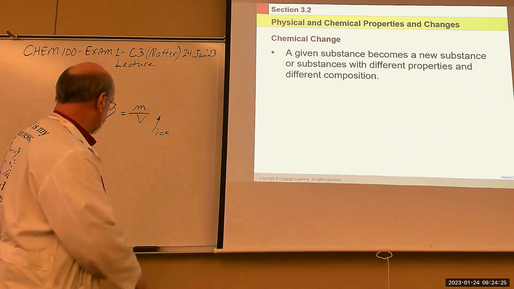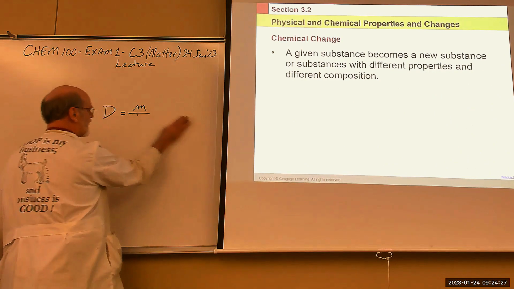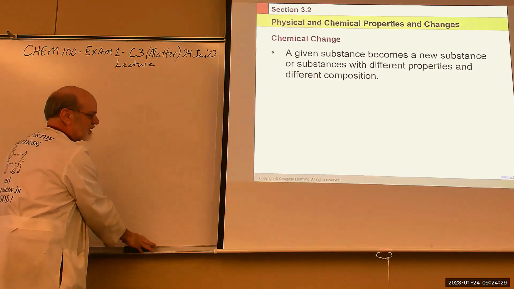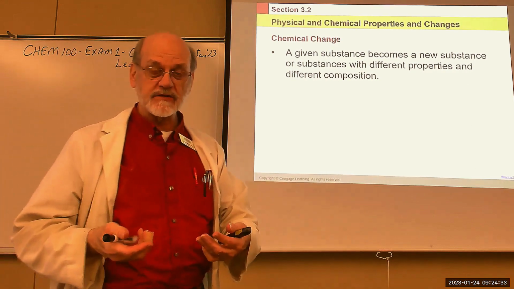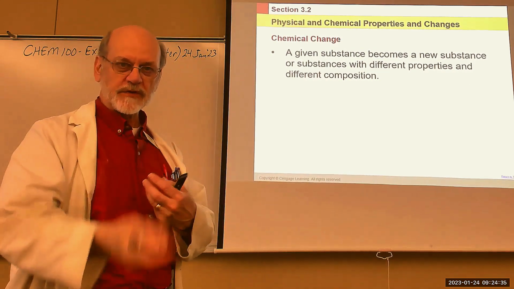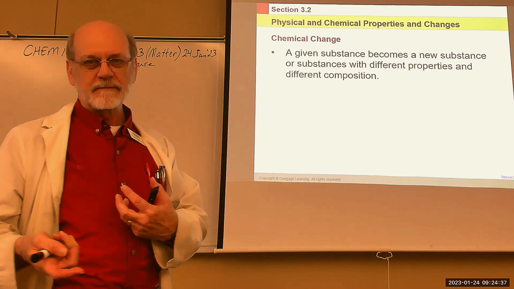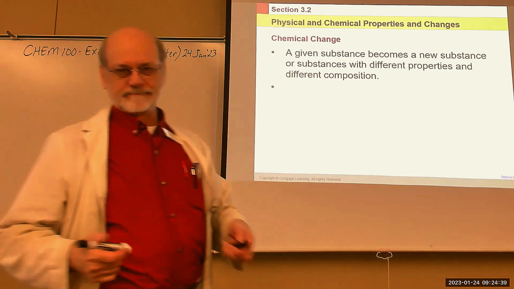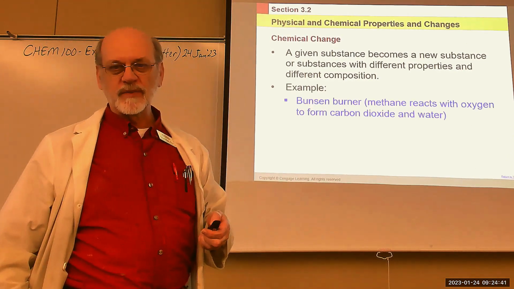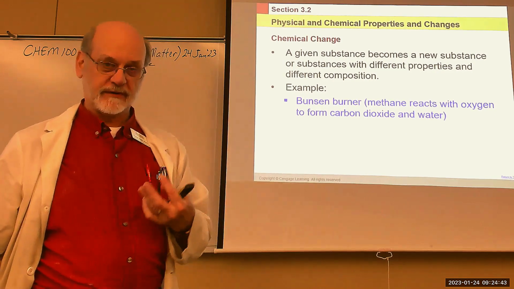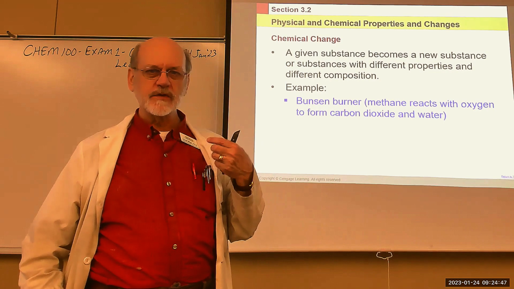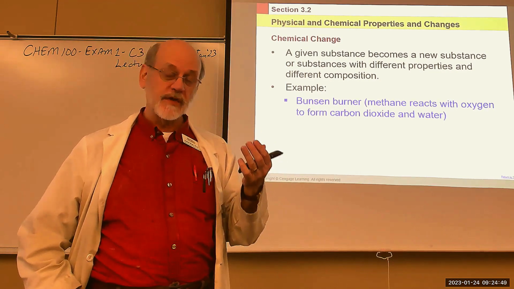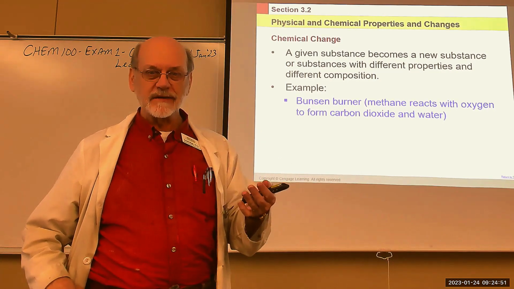So in a chemical change, the identity of the substance does change, and we describe the chemical change in terms of what the new substance is. So an example would be in a Bunsen burner. If you've never heard of a Bunsen burner, it's one of the pieces of equipment we use in the lab to generate heat.